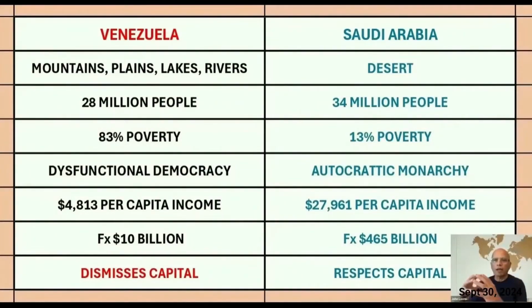By contrast, let's take another country like Saudi Arabia, which is a desert, doesn't even have many of the natural resources that Venezuela has. It's desert land, but it's got oil and gas reserves like Venezuela. These two countries have dealt with their natural resources and labor, technology, and capital very, very differently.